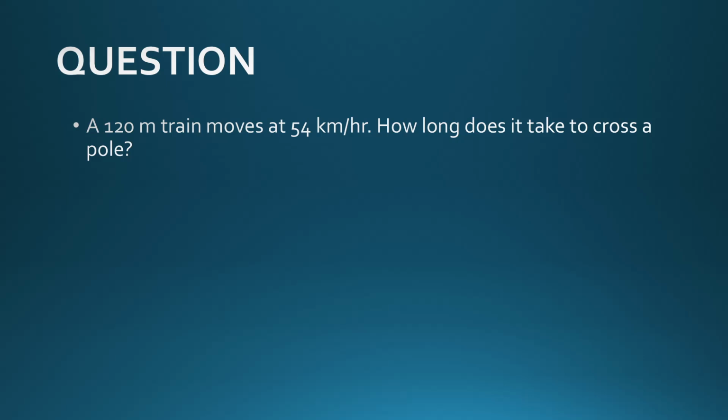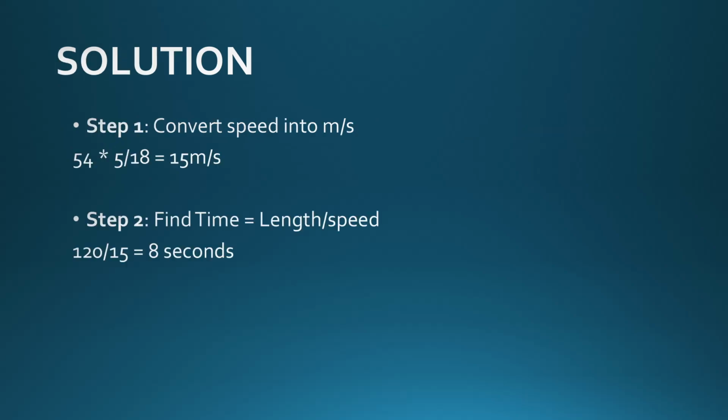Now let's look here at the units. Train is in meter and speed is in kilometer per hour. So our step 1 will be convert the speed into meter per second. So 54 kilometer per hour, if we want to convert into meter per second, we'll multiply it by 5 by 18. So we get 15 meter per second.